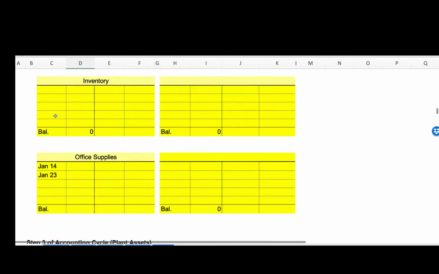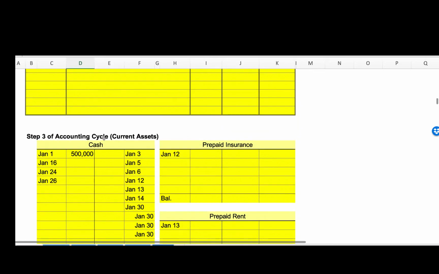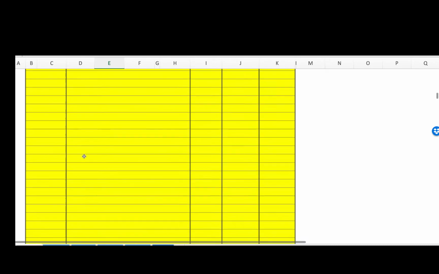And that's it. Cash, right? January 3rd for $50,000 on the credit side. So notice, right, you see the first item that we debit, we put it on the first line as a debit, and the first item that we credit, we put it on the first line as a credit. Okay, so that's it. We're done. We finished steps 1 and 2 for that journal entry.